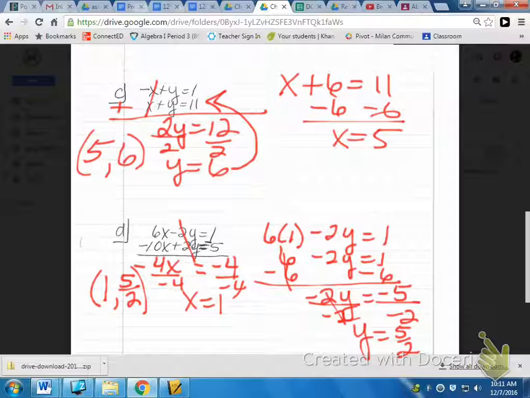Are there any questions about any of the ones so far? Yes? If they're both positive, like both x's are the same, what would we do then? If they're both the same, then I would recommend taking one of the equations and multiplying by -1. In other words, changing all the signs through that equation. And then go back and add.